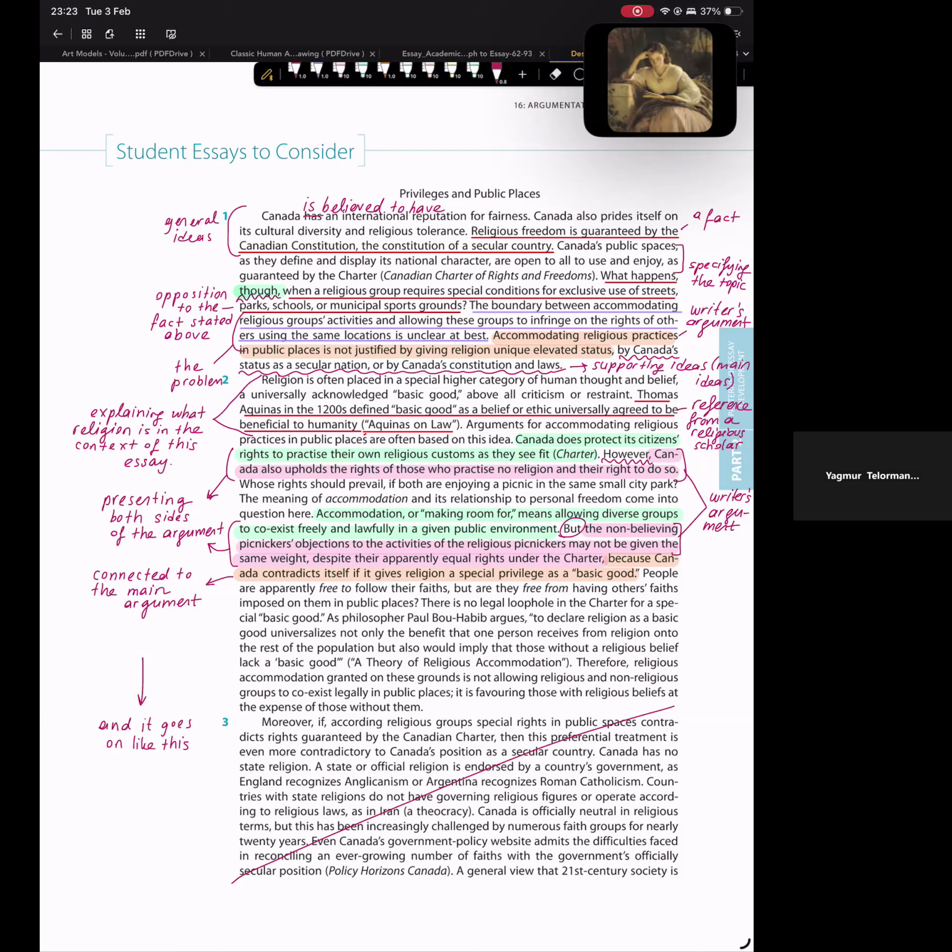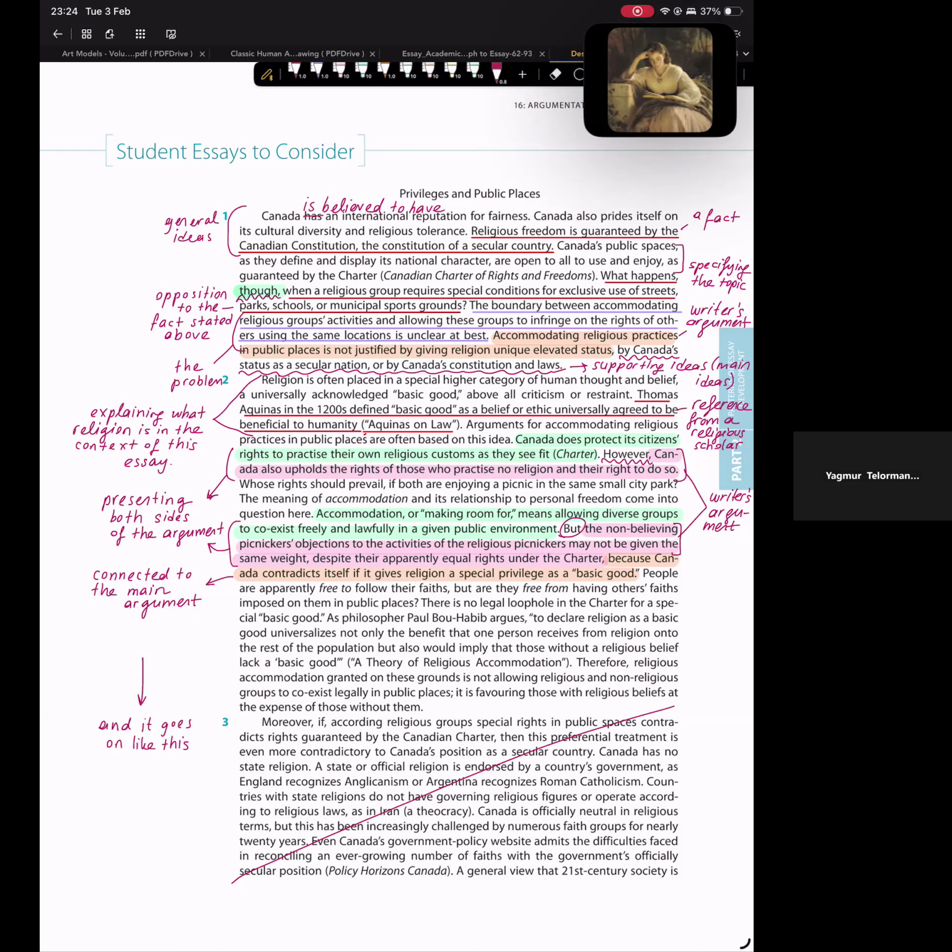Okay, and here you can see there's a reference to Thomas Aquinas, a medieval religious scholar. So if you use references from authorities, that will also better support your side of the argument. Okay, and Canada protects its citizens' rights to practice their own religious customs as they see fit.